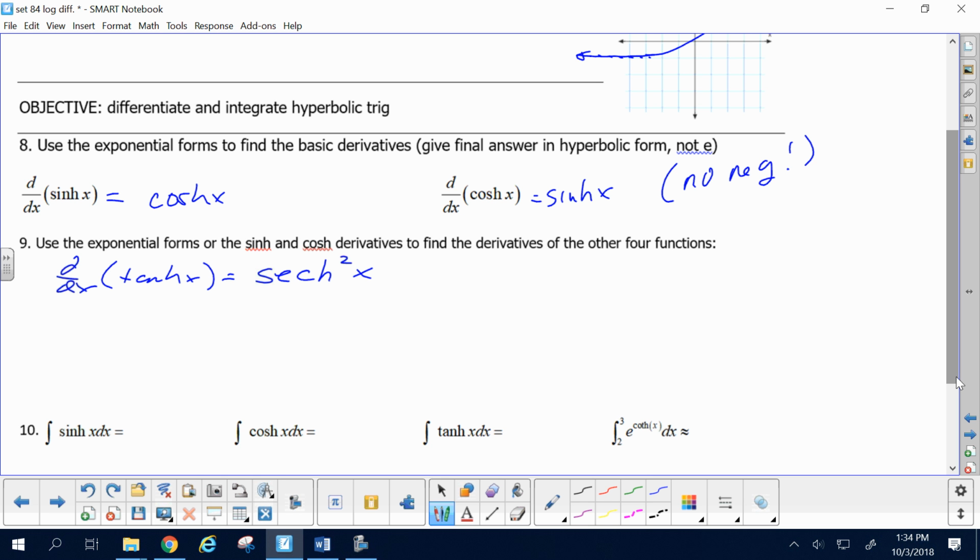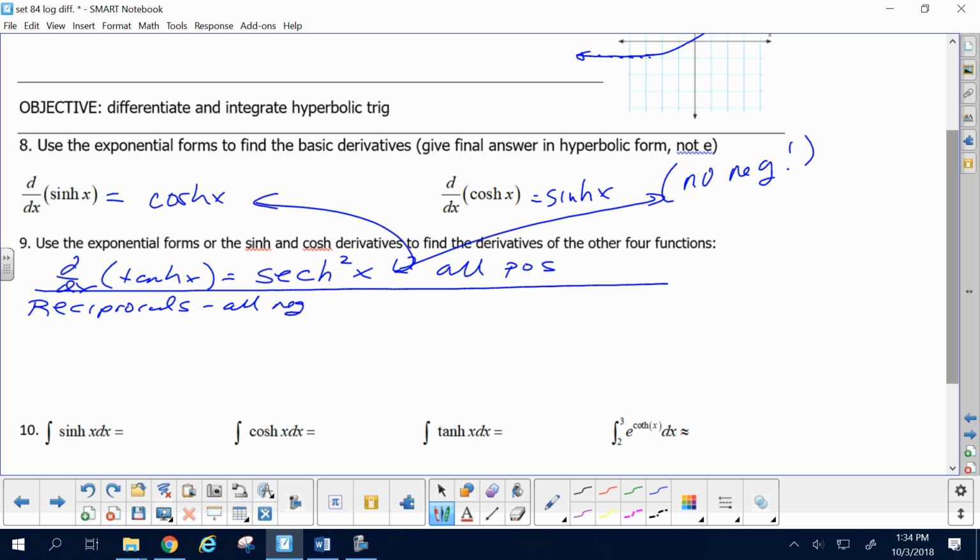Okay? Now, you will see that all 3 of these, what I would consider the normal ones, they're all positive. The reciprocals, all negative. So, for example, the derivative of, let's go hyperbolic secant. Normal trig, it's secant tangent. Or for hyperbolic trig, it's negative hyperbolic secant hyperbolic tangent. Negative.